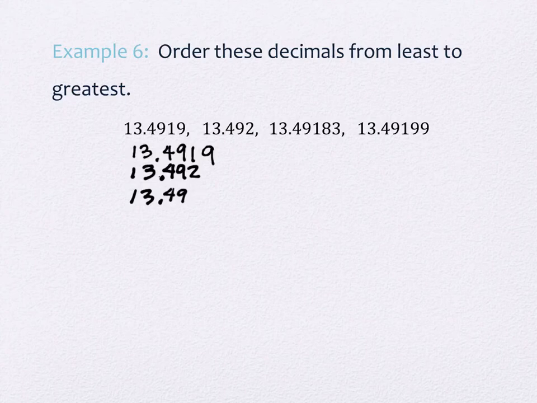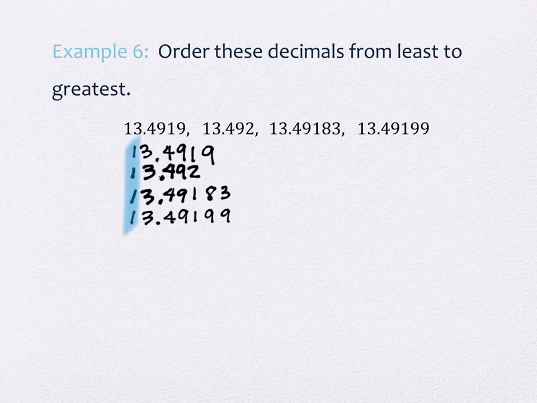What's next? 183. And then I have 13 and 49,199. Did I get it all? 100 thousandths. Okay. So these are our four values that we are comparing. And I'm going to highlight as we go to physically check off that we've checked the place values and they match.